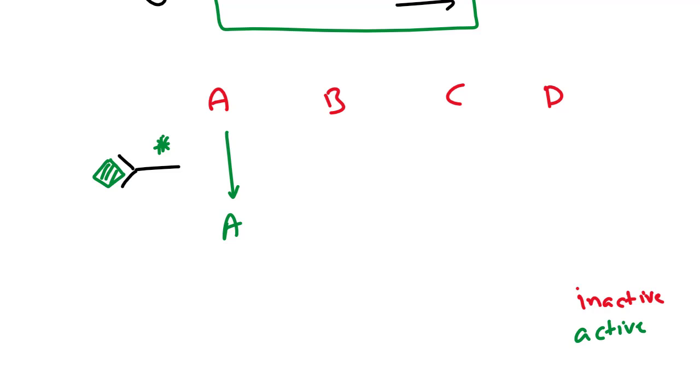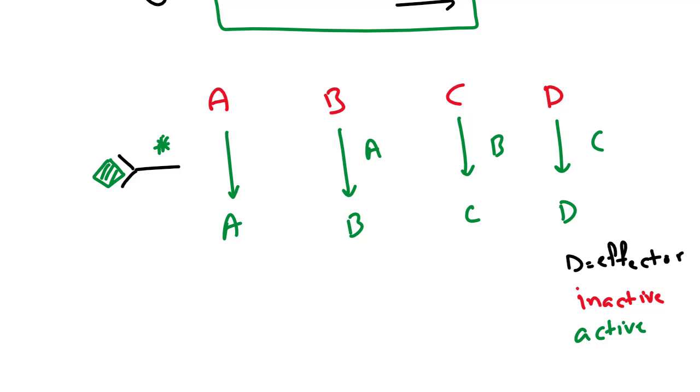Now A, activated A, will be involved in activating B. Active B will be involved in activating C. Activated C will be involved in activating D, and we're going to say that D is our effector protein. And D will go on to initiate the response. And we'll put R for the response.